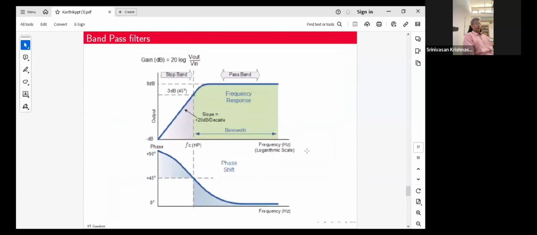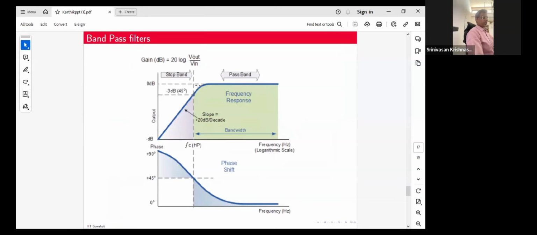And lastly, you have a high pass filter. So this is not a band pass filter, this is a high pass filter. What happens in a high pass filter is that high frequencies are passed and the low frequencies are typically thrown out. So why do you design low pass filters?